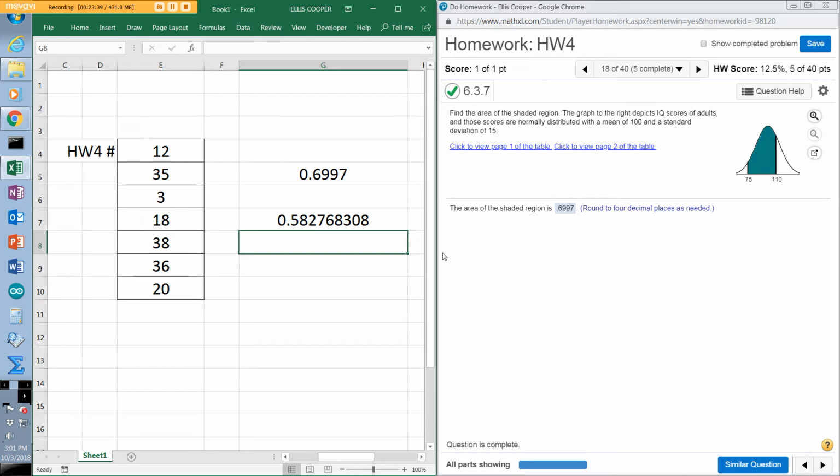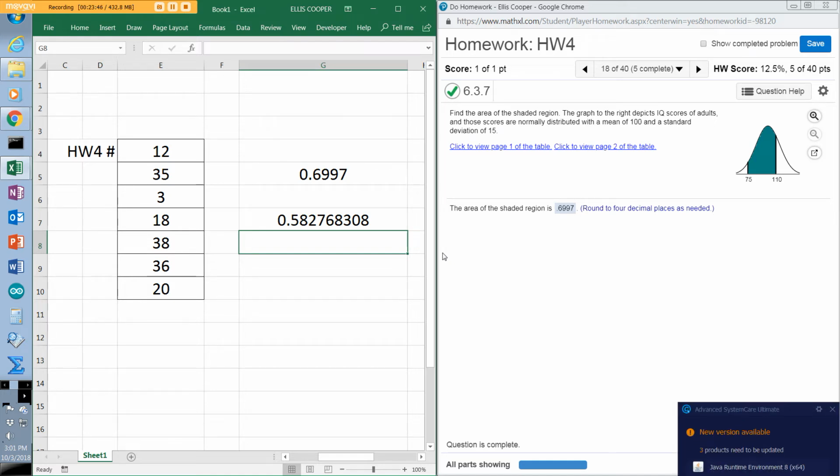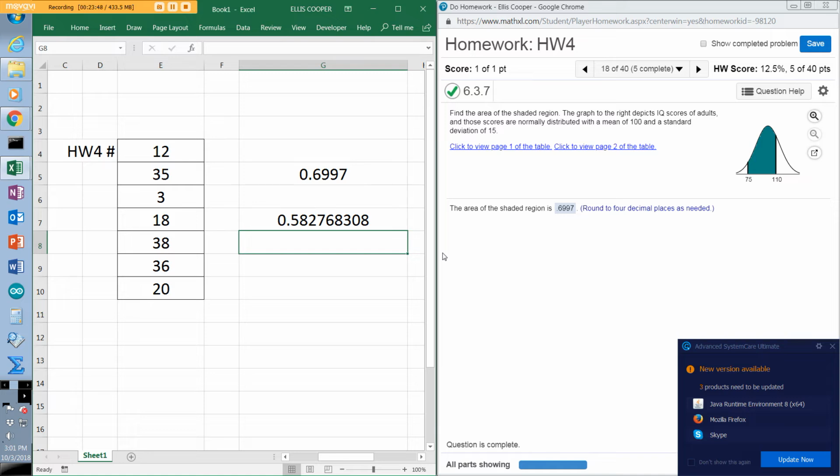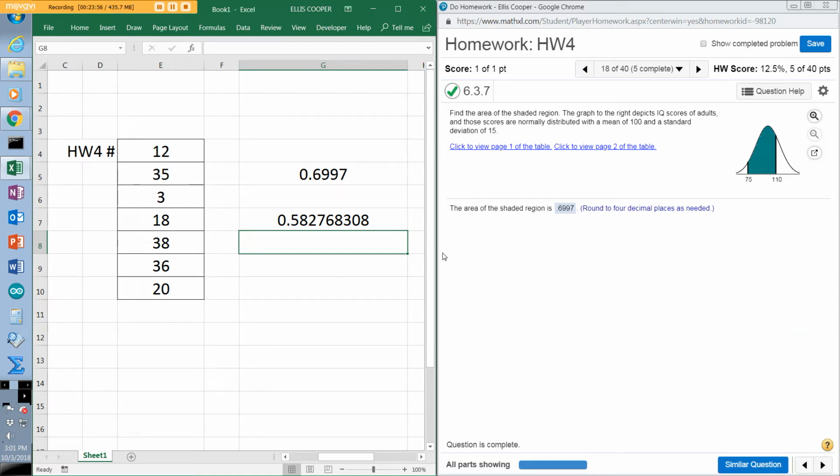Why is it smaller? Why isn't that 68%? We may have to rethink that a little bit. I really would have to go draw a picture. Did I do the right formula?